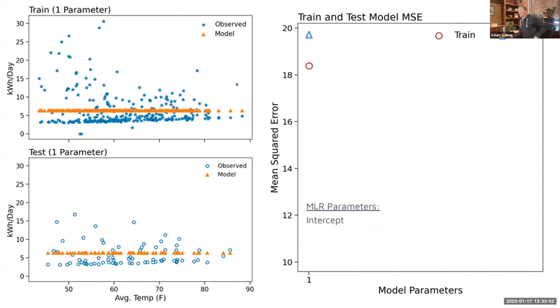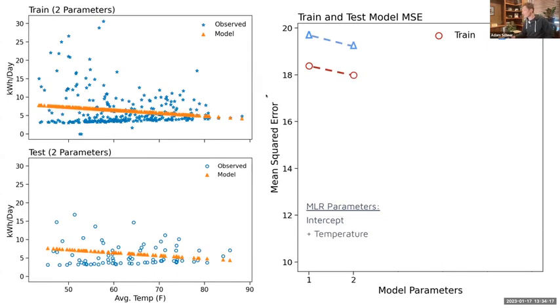And that model on the training data over here on this graph has a mean squared error of, say, roughly 18.2, thereabouts. And when I apply that model to the test data, the mean squared error is up around 19.5. Now, if I allow the model to be fit to the temperature, a linear model fit to the temperature, then this is what the model looks like.